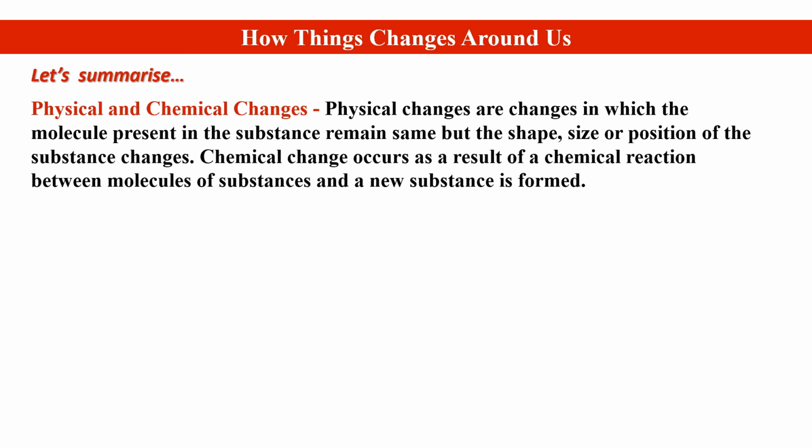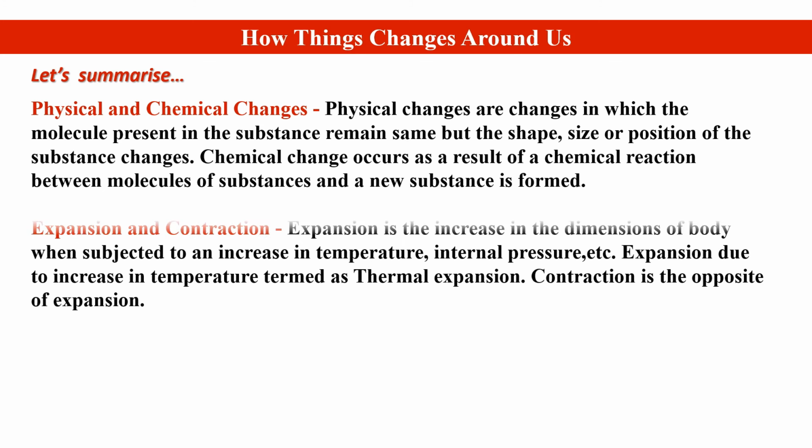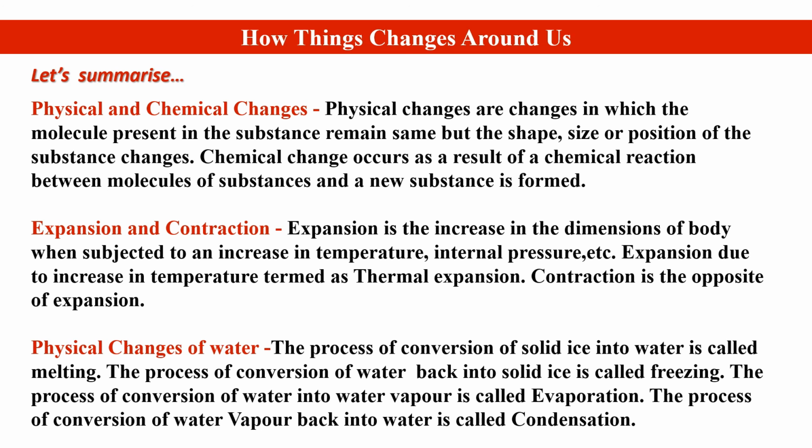After that, our third classification of change is physical and chemical changes. Physical changes are changes in which the molecules present are the same, but in chemical changes the molecules present are different and new products are formed. Finally, we have also studied expansion and contraction. Expansion is the increase in dimension of an object when subjected to increase in temperature and external pressure. If expansion happens due to increase in temperature, it is known as thermal expansion. Contraction is the opposite of expansion. We have also discussed the physical changes of water, that is melting, freezing, evaporation and condensation.